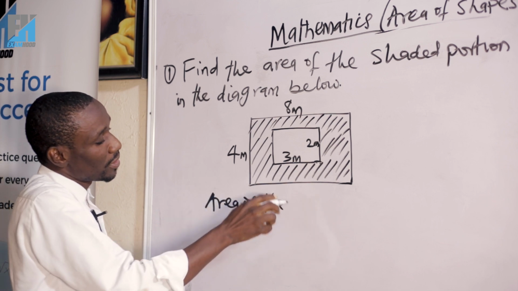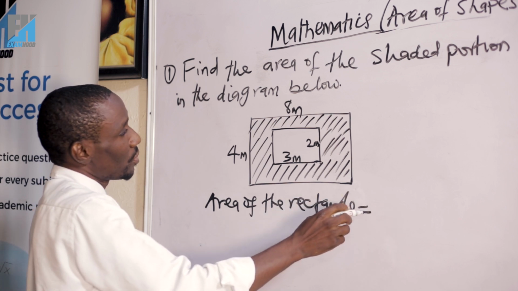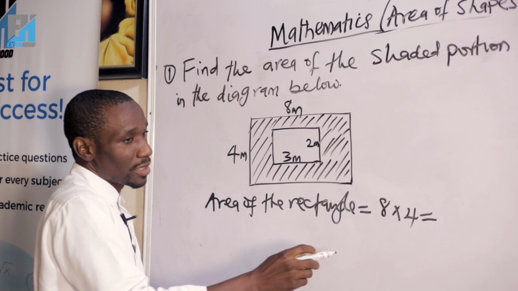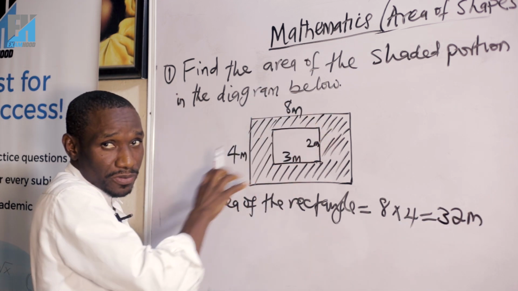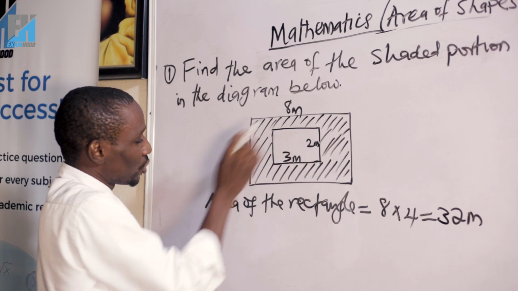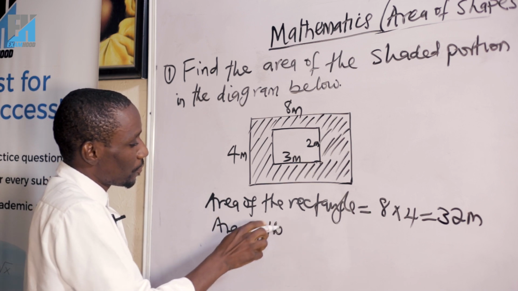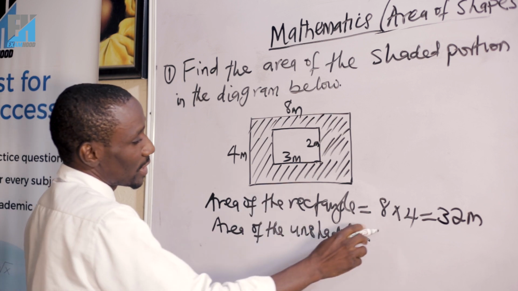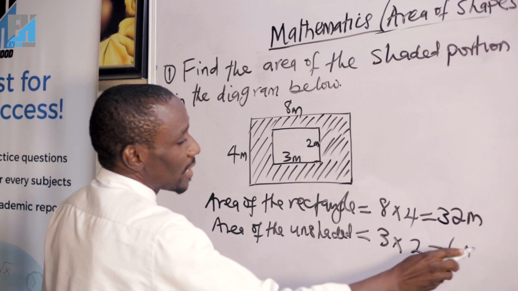Area of the rectangle is equal to 8 times 4, and 8 times 4 will give you what? 32 meters. So that's the area of the entire rectangle. So let's get the area of the unshaded part. Area of the unshaded part is equal to 3 times 2. 3 times 2 will give you 6 meters.